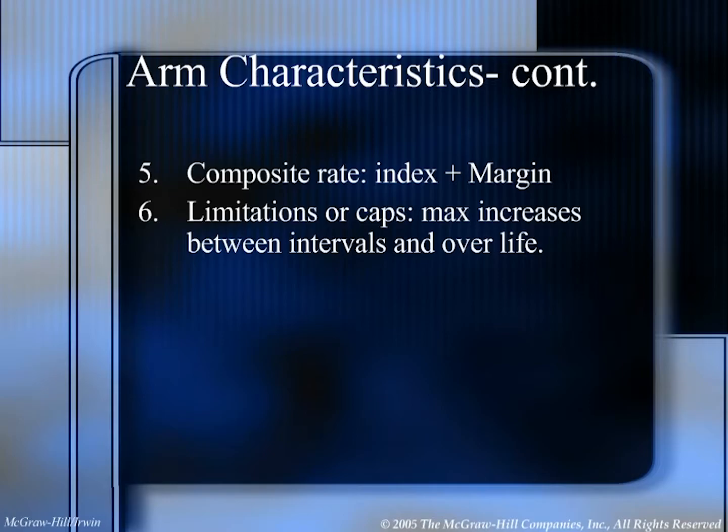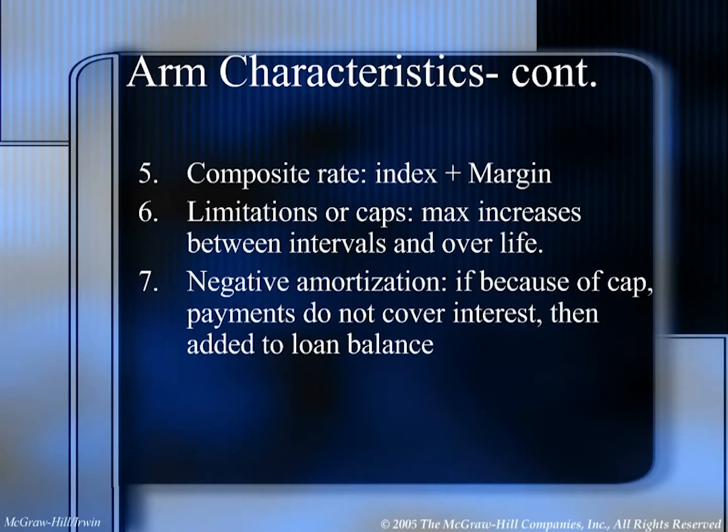Then the next year, even if rates were up at 15, the most it can go up is 1. And the next year, the most it can go up is 9, and so forth. And over the life of the loan, if you started at 7, it could never go higher than 12. Okay, so those would be the limitations. And most ARMs do have those, but not all. So you should understand those.